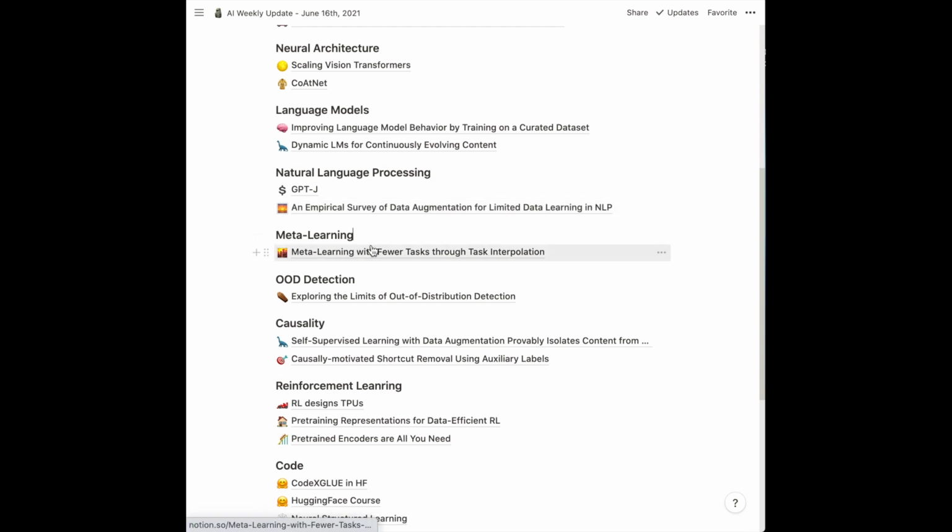Next up, we have an interesting new paper in the space of meta-learning with fewer tasks through task interpolation. So one strategy for data augmentation is mix-up. Mix-up is where you take two images and then you average together the pixels, average together the labels for each of the images, or in two text sequences, you randomly sample which of the words from each of the sequences you're going to blend together to form this new sample. You could do this in the hidden latent space, and so on. This is the high-level idea of mix-up.